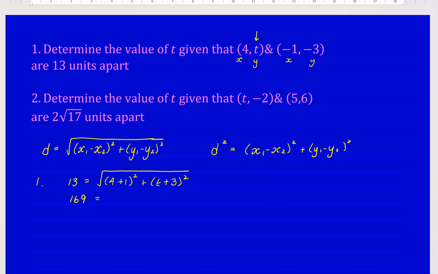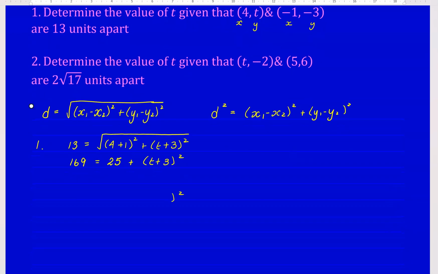Now 4 plus 1 is 5, 5 squared is 25, plus t plus 3. And I'm going to ask you to refrain. I know you're probably dying to, but try and refrain from expanding this bracket. Let's get rid of the plus 25. How do I get rid of a plus 25? We're going to subtract from the other side.